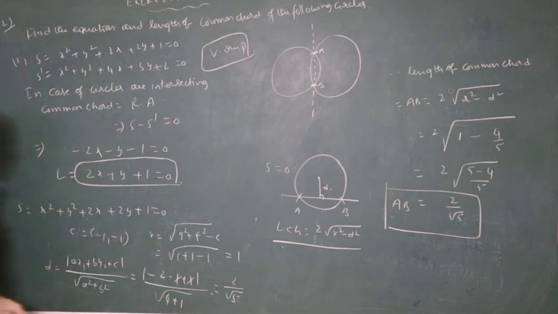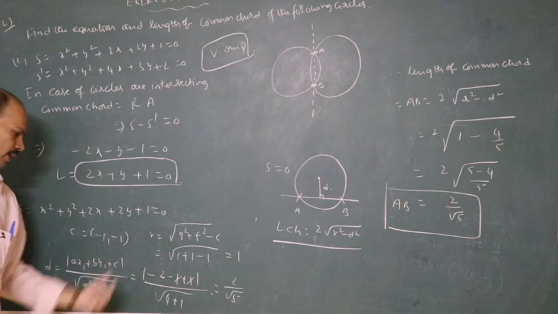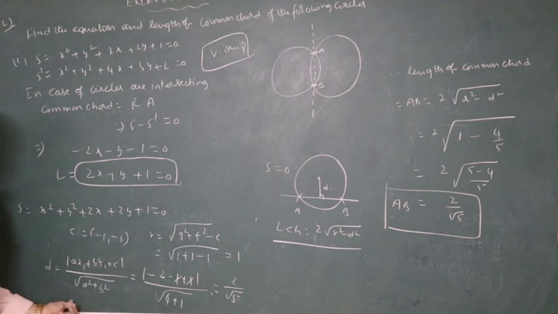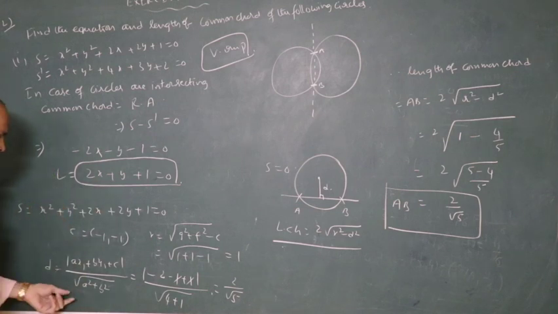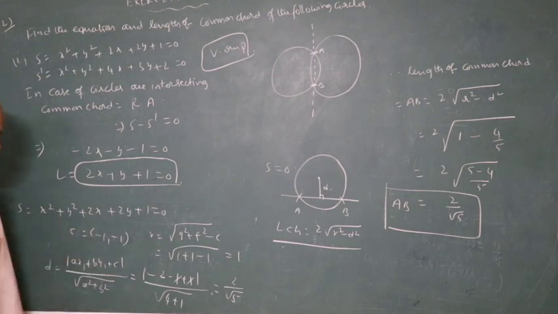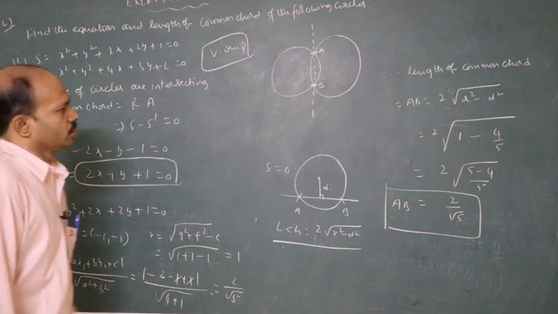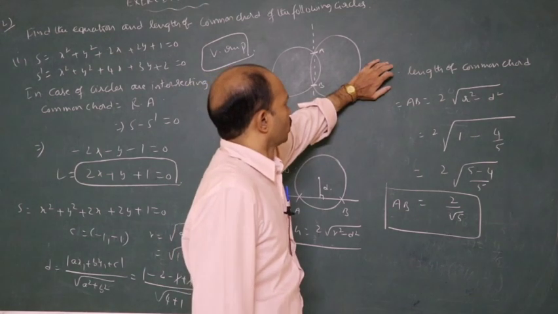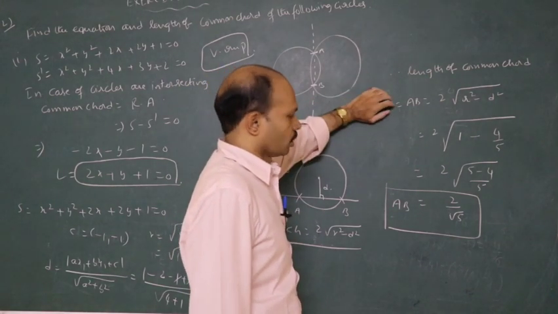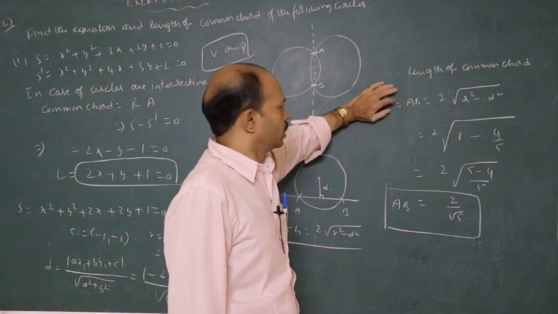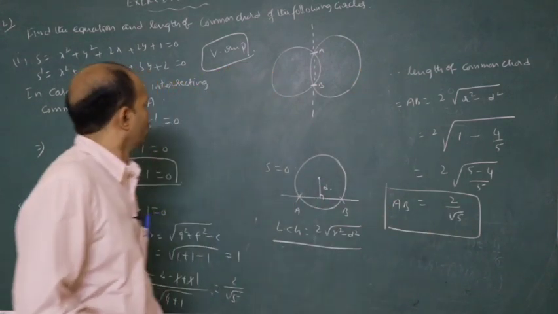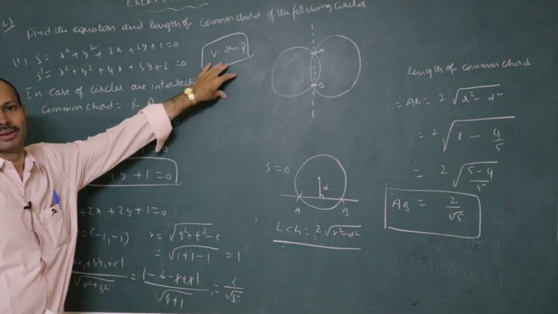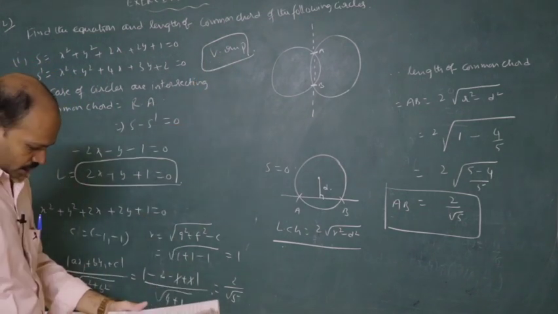Say I am taking the first circle, its center and radius. D is the distance from the center of the corresponding circle to the line, the common chord. So mod of ax1 plus by1 plus c by root of a square plus b square. You know the formula for the length of common chord is 2 root of r square minus d square. Just apply it and simplify. This is very important for a 4 marks question. Right? Coming to the next problem.